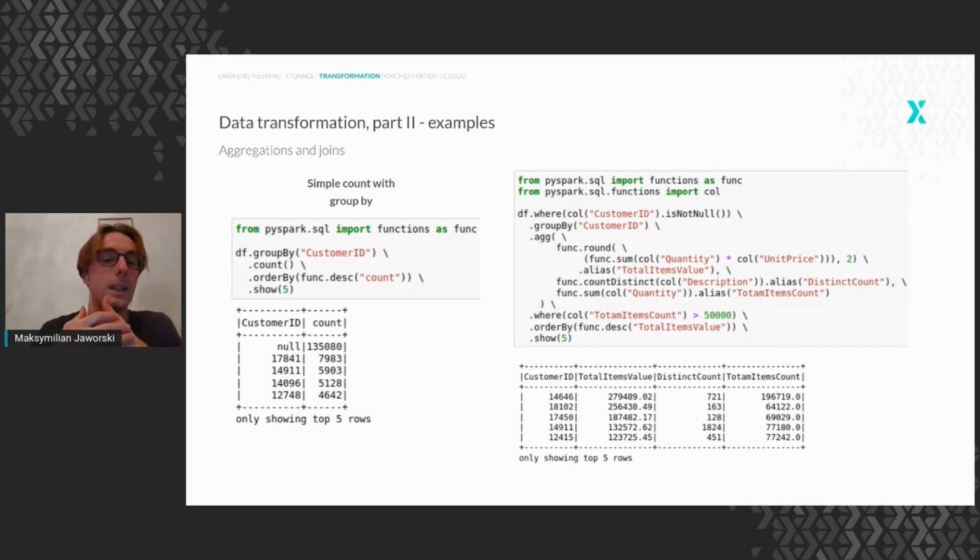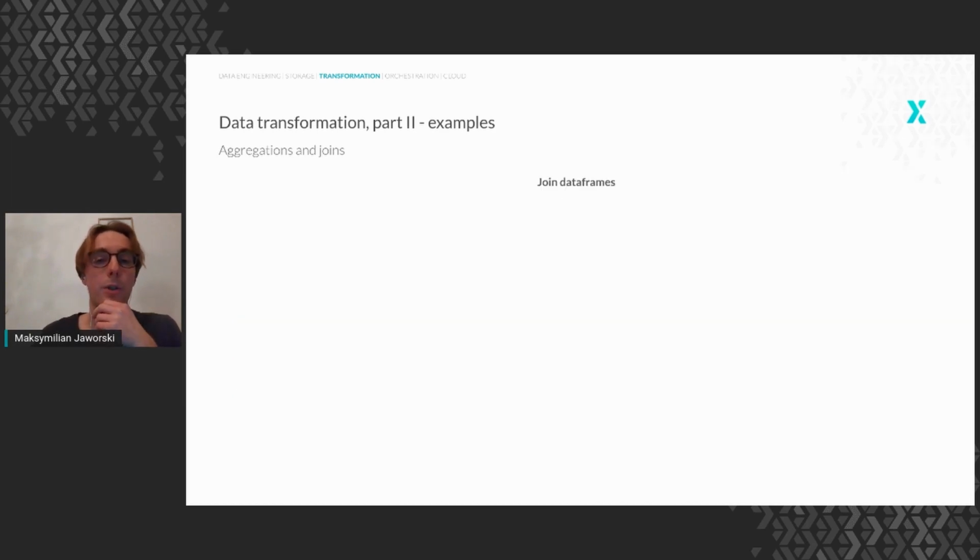So still something maybe not very simple, but certainly not very complex in my opinion. We just apply one transformation after another. And in my opinion, it looks pretty similar to SQL queries. So if someone is familiar with SQL, it shouldn't be a problem for him to learn how to work with Spark data frames. And what about joining data frames?